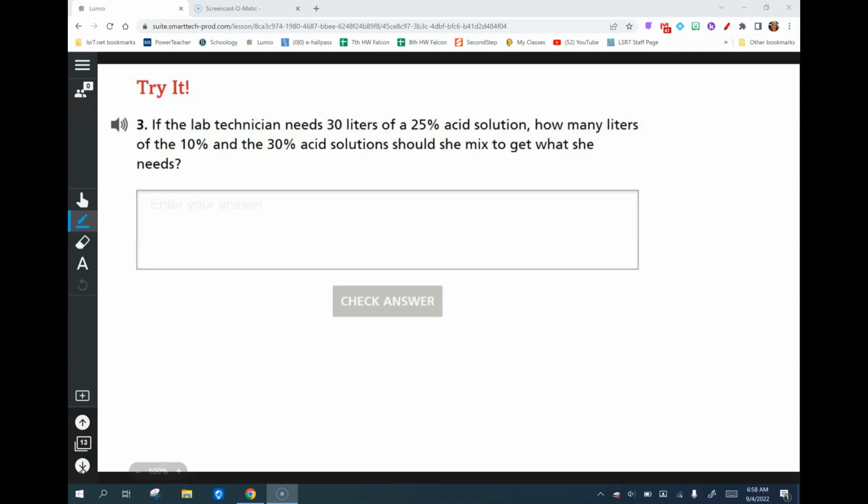So if the lab technician needs 30 liters, you know that that's going to probably be important somehow. So we want to pay attention to 30 liters of 25% acid solution. How many liters? Okay, so that's what we're looking for: how many liters of the 10% and the 30% should she mix to get what she needs. So what's happening here is that she needs 25% acid solution. Okay, and we're going to mix a 10% plus a 30% in order to get that. So we're going to mix these two solutions in order to get a 25.